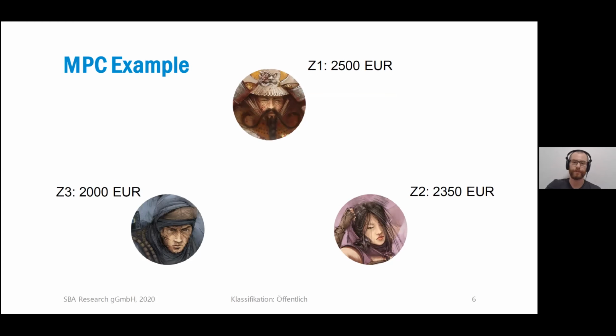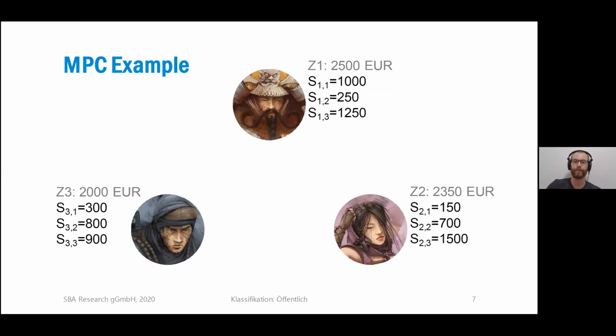What they first do is split their input, which is the salary, into 3 shares. Here I chose nice numbers, so you can see they are easy to add up in your head. But in reality, those would be random numbers, so the secret share doesn't tell you anything about the original value.